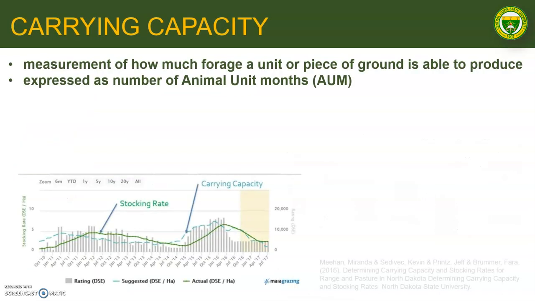Now we have learned the stocking rate, let us now discuss the carrying capacity. The carrying capacity is the actual or estimated measurement of how much forage a unit or piece of ground is able to produce. There are a lot of computations, but in our case, it can be expressed as the number of available animal unit months or AUMs, or the number of animal units grazed for 1 month.